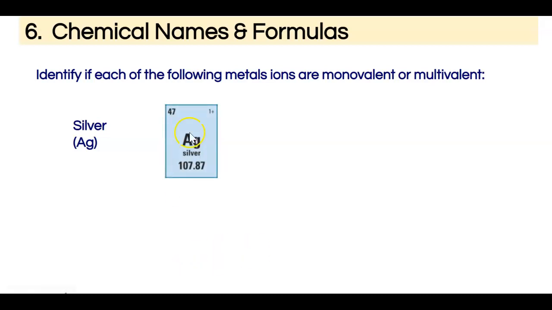Okay, so when I find silver, atomic number 47, I can see that in fact it has only 1 possible charge. So that is what's telling me that silver is monovalent.